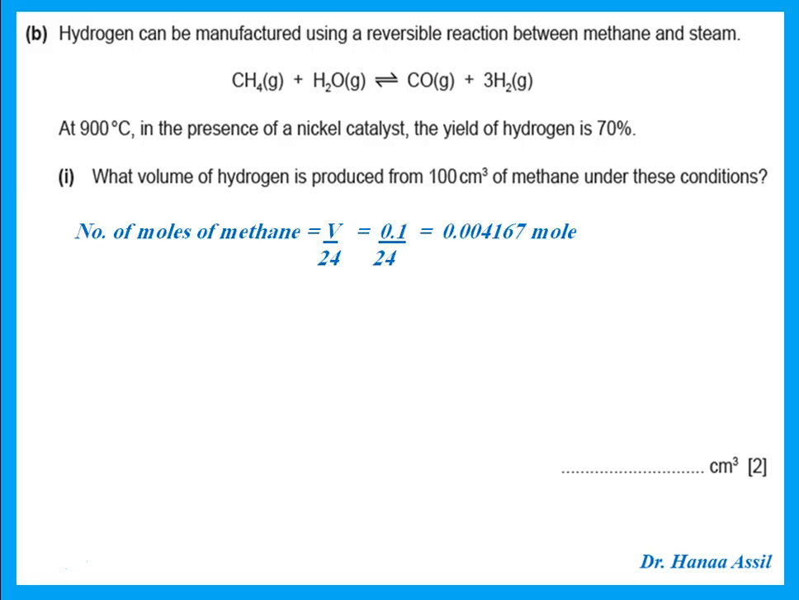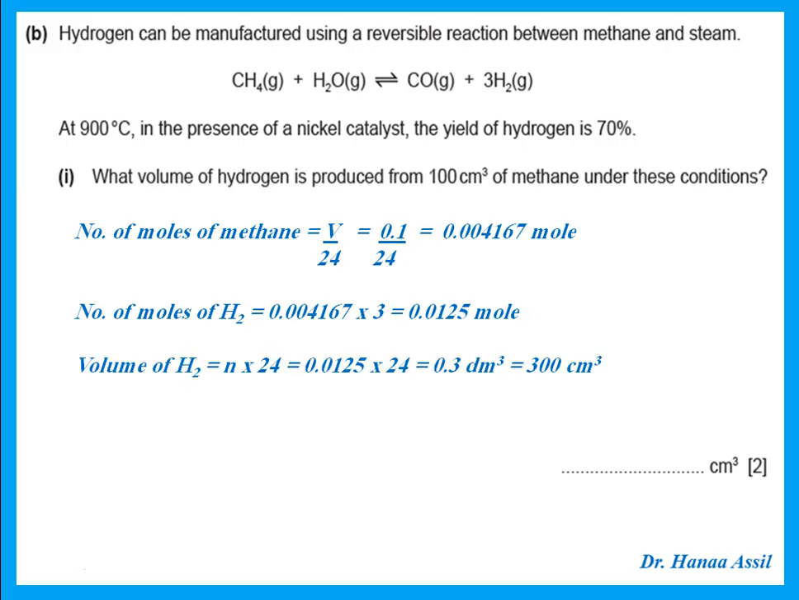So the first thing I can do is get the number of moles of methane. Number of moles of a gas is volume over 24. Remember, we divide the volume by 1,000. So this is 0.1 over 24. This gives me the number of moles of methane. And then, looking at the equation, 1 mole of methane gives 3 moles of hydrogen. So that means that the number of moles of hydrogen is 3 times the number of moles of methane. So that gives me the number of moles of hydrogen.